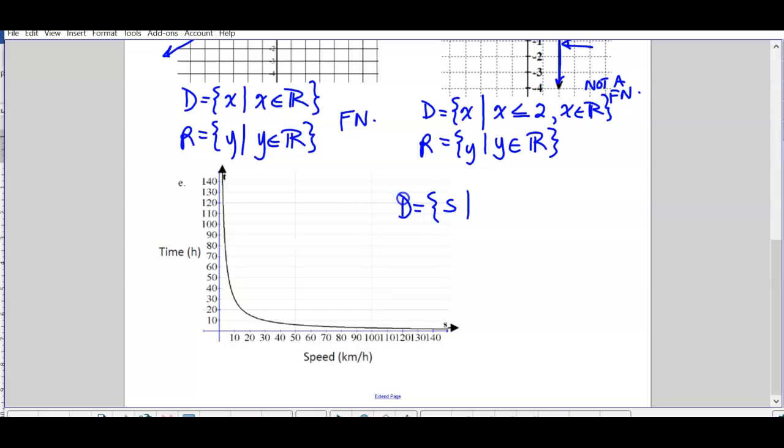And so for the domain here, this arrow is going to the right, so it's going to +infinity. But here, this arrow is going kind of vertically, not quite. It's approaching that vertical axis, but not touching it. It's never going to be over on the left of it. It's never going to be a negative speed, and it's never going to be a zero speed, because if you're traveling at zero speed, you can never get to that 120 kilometers or wherever it is you're going. So that means it's everything greater than zero. So this would be s greater than zero, where s is an element of the set of reals.